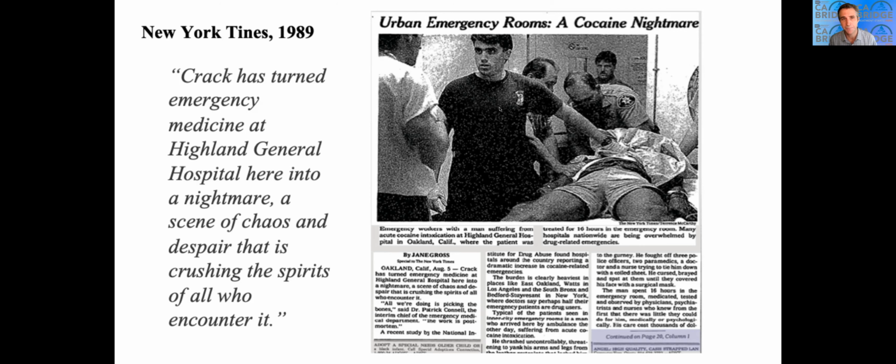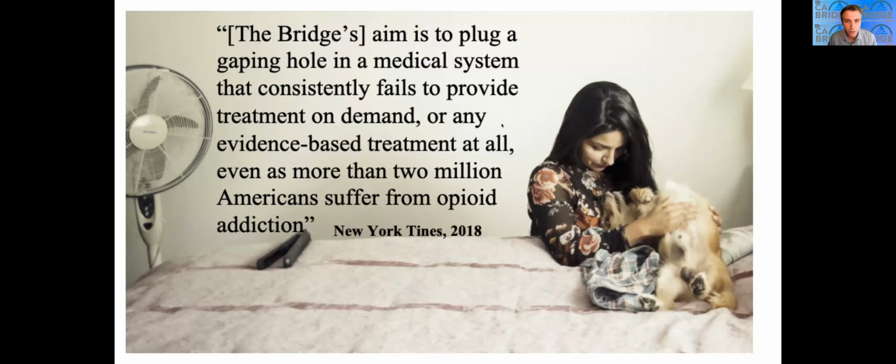So this is where we were in 1989. And this is where we are right now in 2018, the same hospital, the same newspaper. Look how everything is framed differently. Now it's this sort of compassionate, the little fluffy dog on a bed, and it's talking about treatment on demand, being receptive to patients, working collaboratively. This is the future, right?